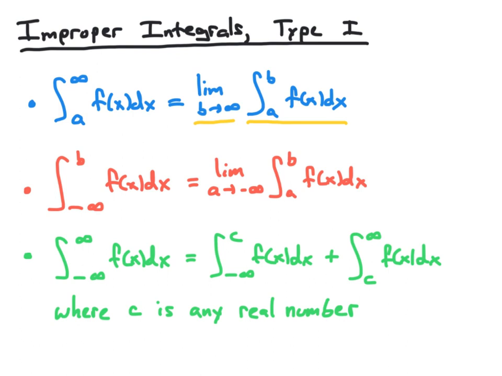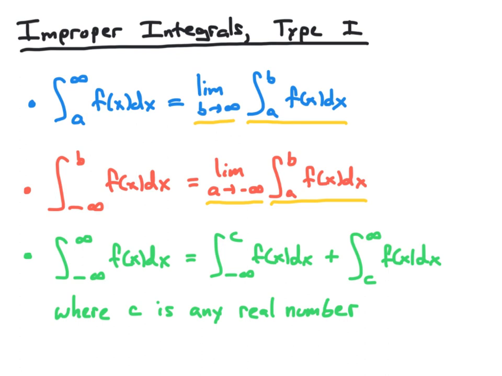If we have an integral from negative infinity to b of f of x dx, we do something very similar. We first replace the lower limit with an arbitrary constant a and evaluate the definite integral from a to b of f of x dx, and then take the limit as a goes to negative infinity of that expression.